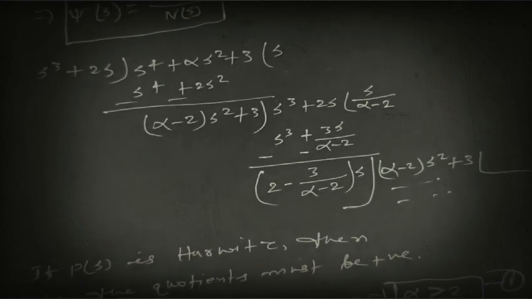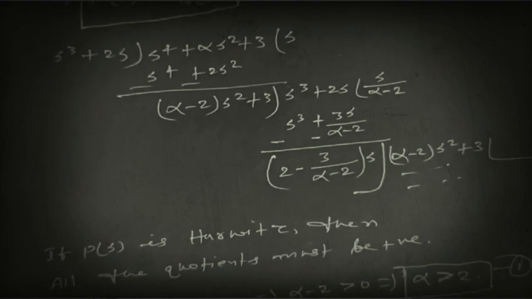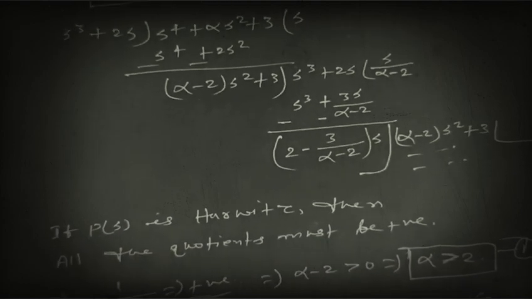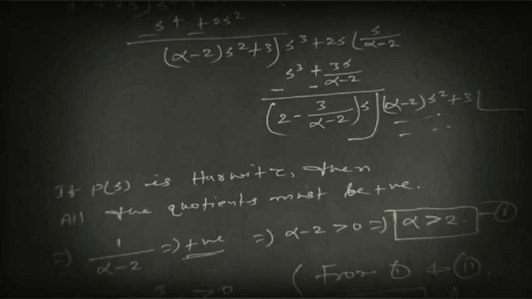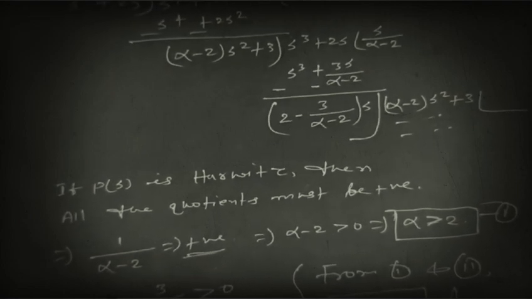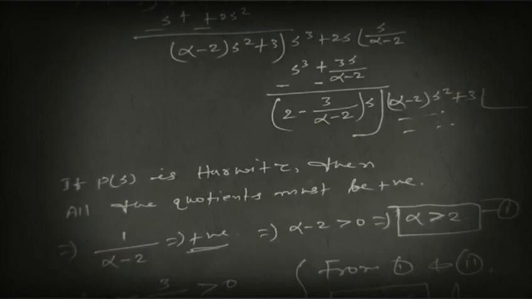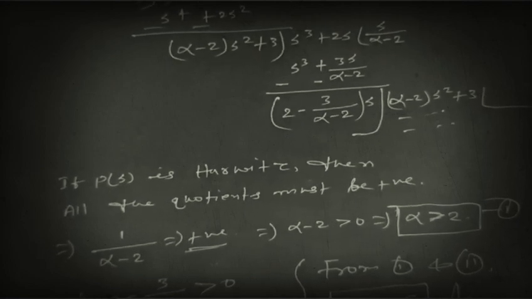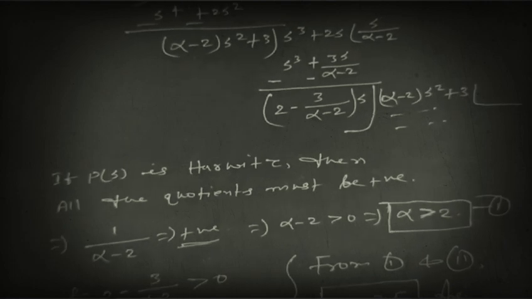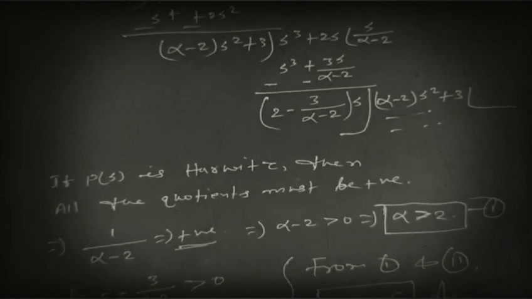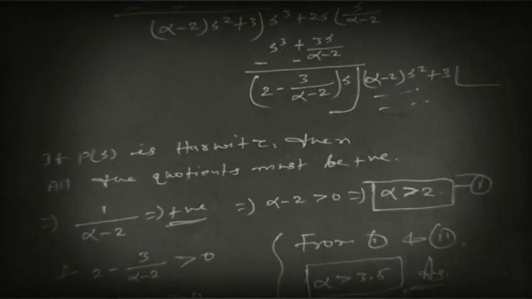So we look at the quotients. The second quotient is s divided by (α − 2). If P(s) is a Hurwitz polynomial, then this quotient should be positive. That means 1/(α − 2) should be positive. It means α − 2 should be greater than 0. From here we get the first equation, that is α > 2.